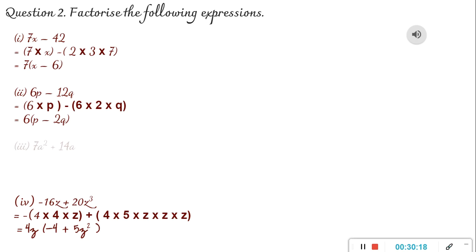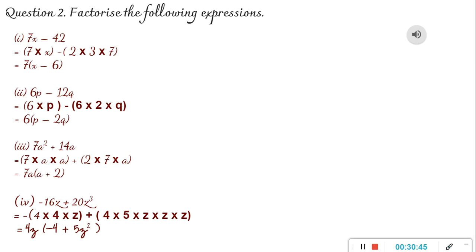Okay. Third one. 7a square plus 14a. Here 7a square can be written as 7 into a into a. 14a can be written as 2 into 7 into a. So here you can see that 7 and a are both common to both the terms, right? So 7a can be taken out. Now what is left out there? a plus 2. So the factor form is 7a into a plus 2.